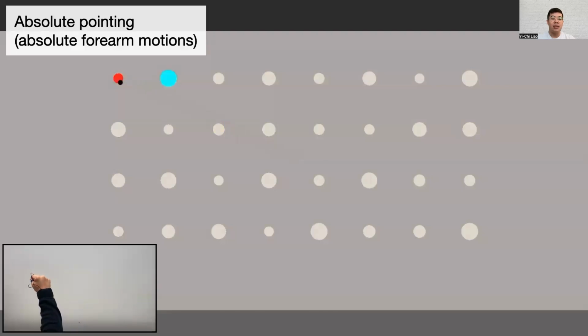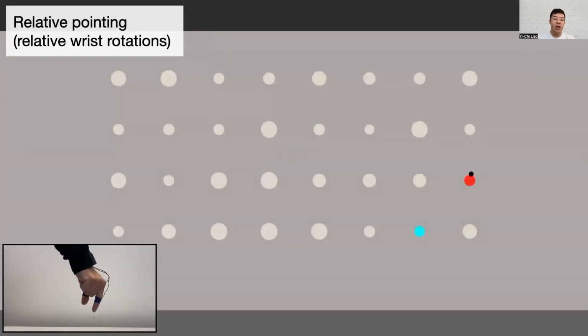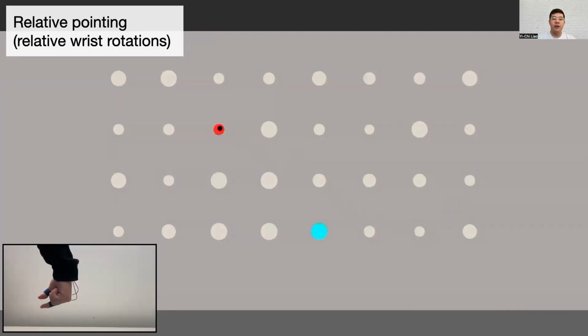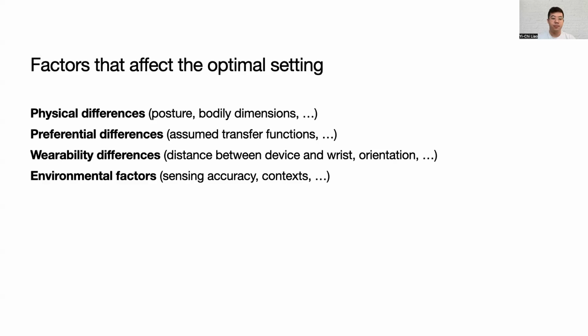Take absolute pointing as example. The users move the cursor by their forearm motions. The transfer function that determines the speed of the cursor is critical for the user experience. Similarly, let's see relative pointing. The users control the cursor by their relative wrist rotations. The transfer function that maps wrist rotations to cursor movements is important as well.